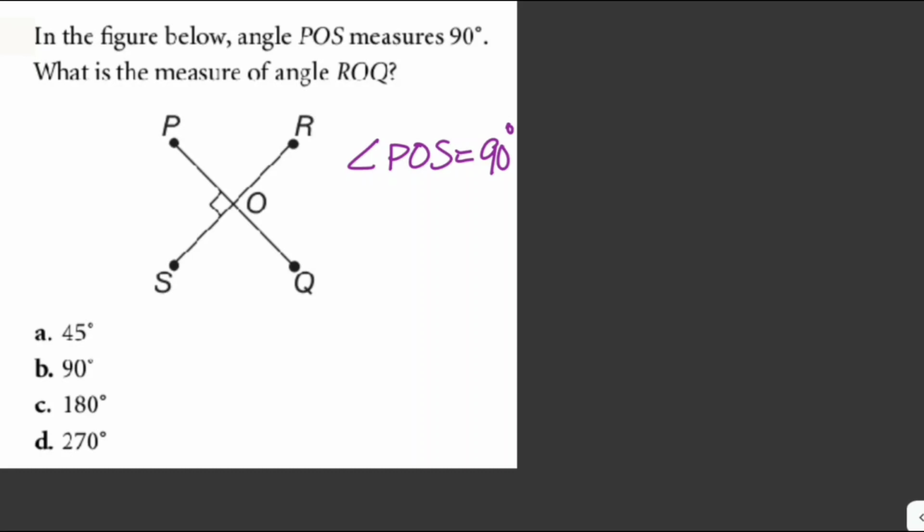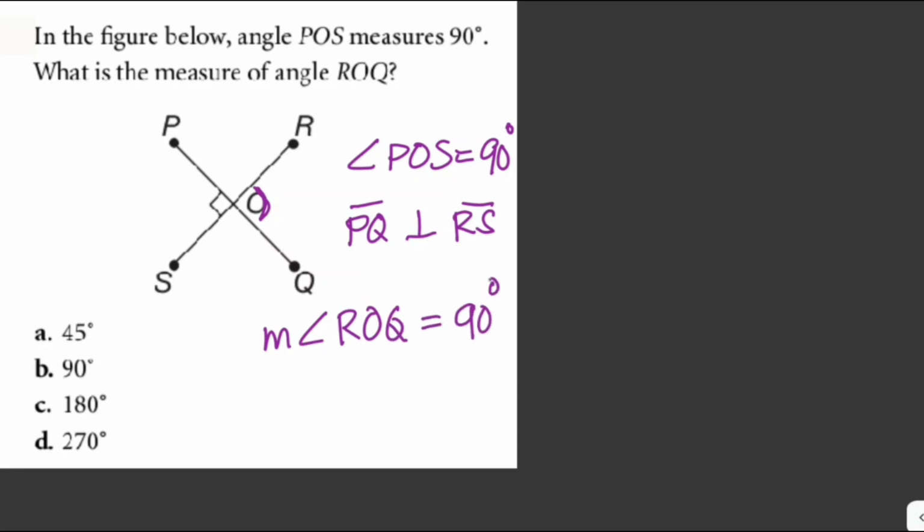are intersecting lines. So the fact that the measure of angle POS is a 90-degree angle means that PQ and RS are perpendicular. And since line segment PQ is perpendicular to line segment RS, this indicates that all the angles formed by their intersection, including this angle here, measure 90 degrees. Therefore, the measure of angle ROQ is also equal to 90 degrees. So the answer here is letter B.